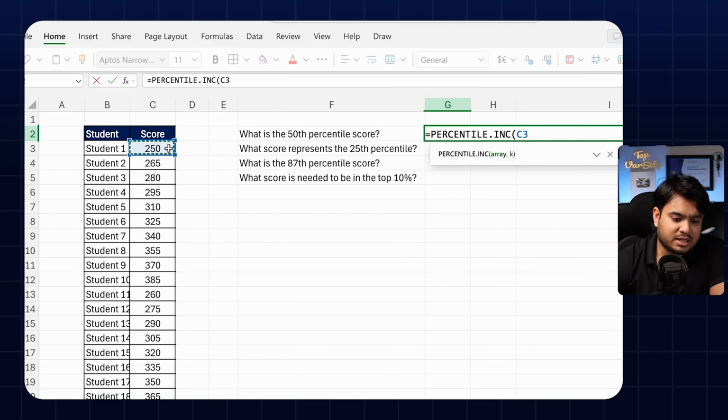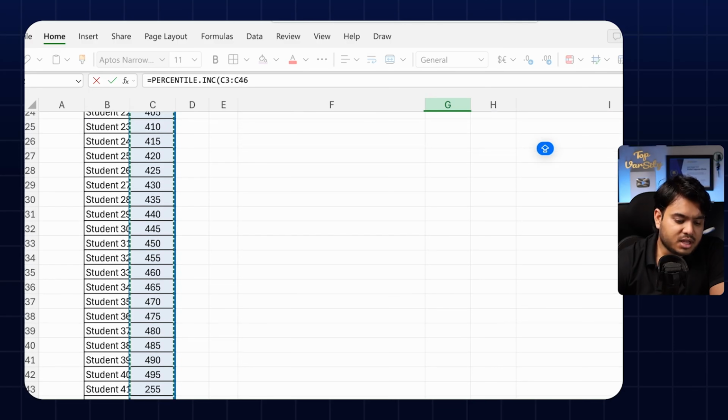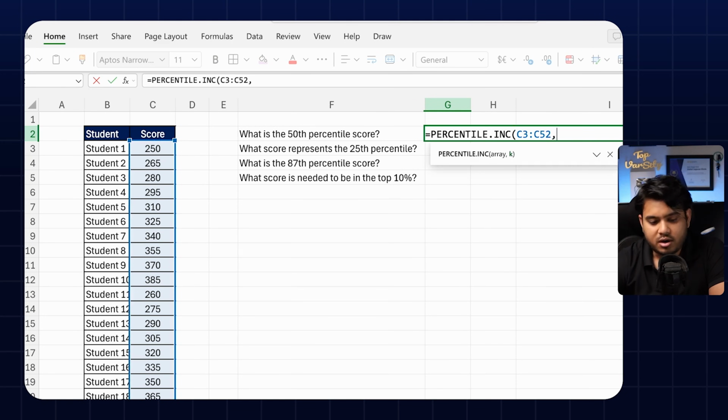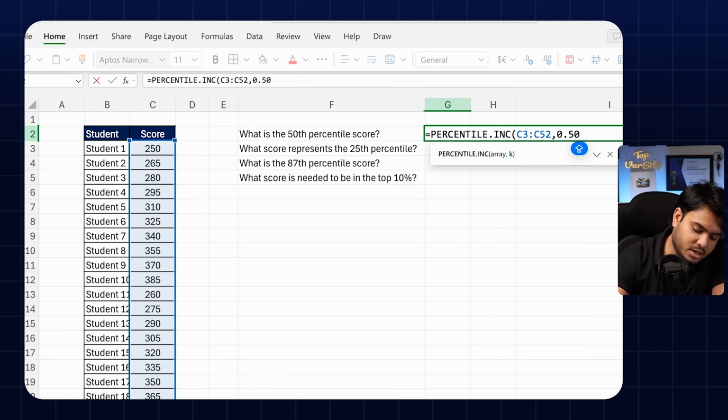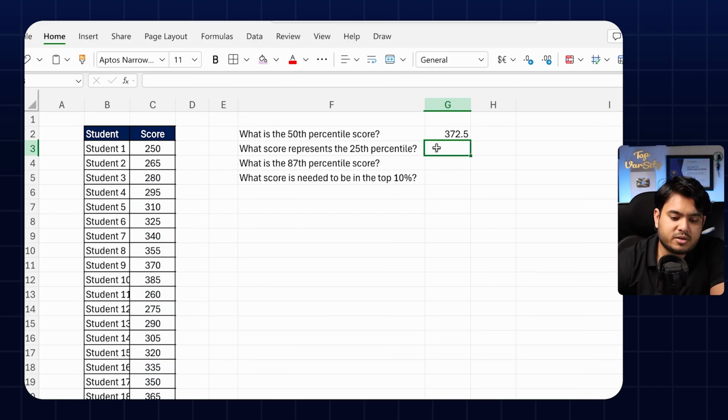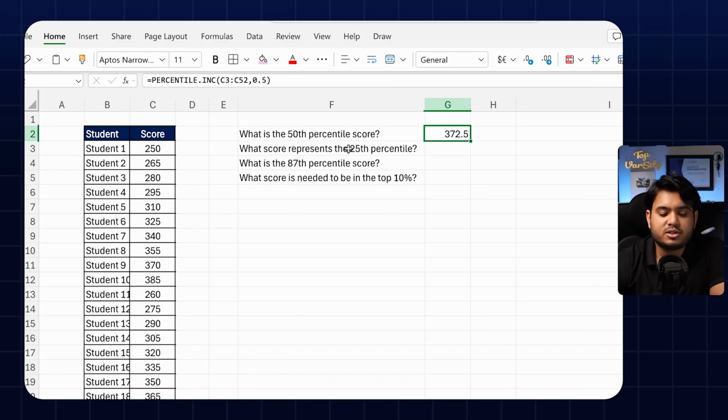So I'm clicking on this and selecting all the students. We have selected all the students, comma. Now I know I want the 50th percentile, so I write 0.50. Okay, and I will close the bracket. So this is giving me the value where the 50th percentile student will be.